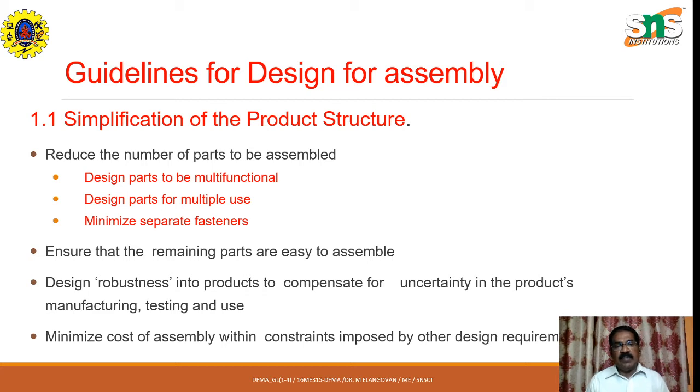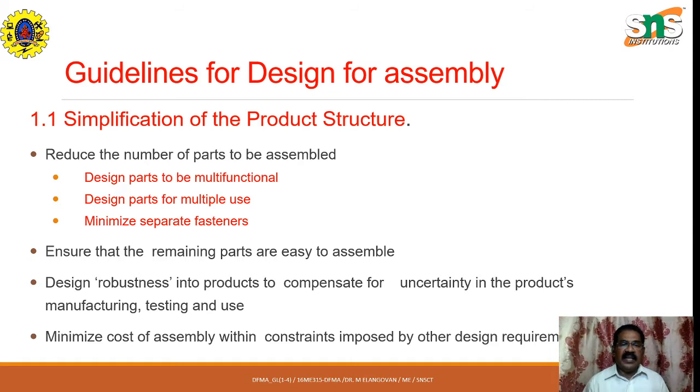Simplification of product structure. The first thing in an assembly, we always say, is to reduce the number of parts to be assembled. We also saw in the previous videos that if you reduce the parts, there are so many other advantages that go into the making of the part, the inventory of the part, etc. So if you can reduce the parts, then it is much better. You design the parts to be multifunctional. It should also house something. It should also work for its own function, etc. We will look at this much more in the future slides also.